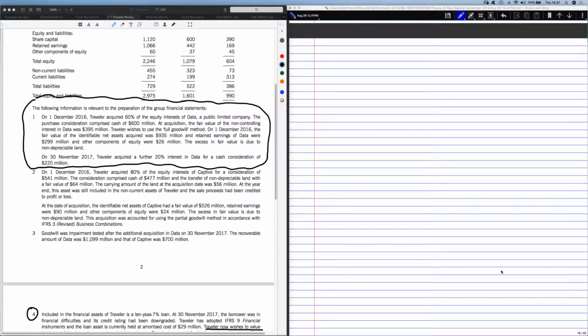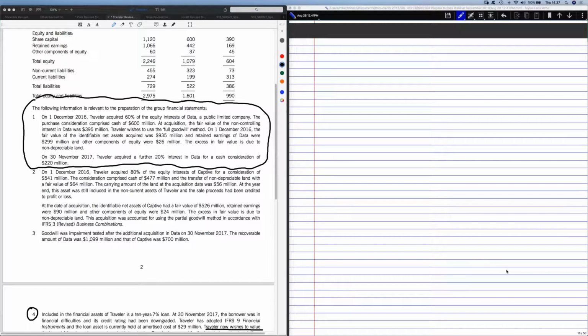Is it something we could do? Let's think about it. The question I'm now going to phrase to you is: discuss with suitable calculations how the change in ownership on the 30th of November 2017 should be accounted for. Is that something that we could do? Well, what I'm thinking about is this in terms of a discussion.